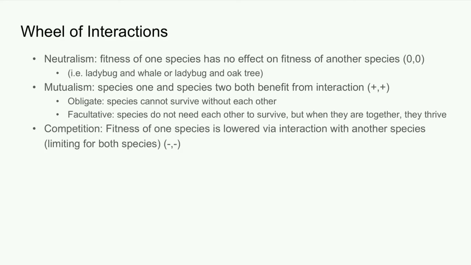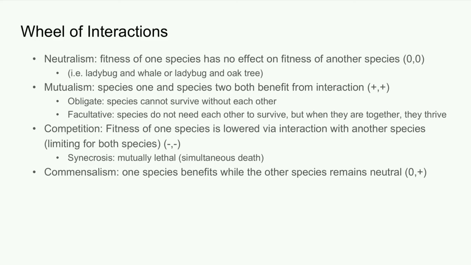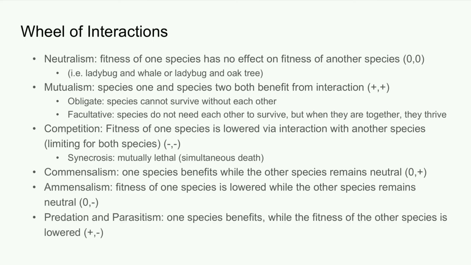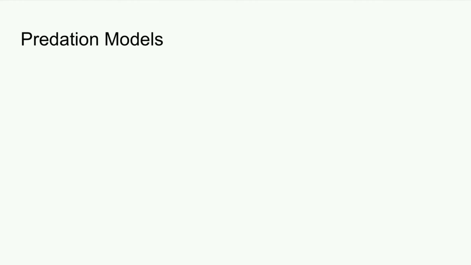Competition describes a relationship between species in which the fitness of one is lowered via the interaction with the other. Synechthry is a rare form of symbiosis in which the interaction between two species is mutually lethal. Commensalism is when one species benefits from interacting with another species that remains neutral. Conversely, amensalism is when the fitness of one species is lowered by interacting with another species that remains neutral. Predation and parasitism is when one species benefits via interacting with the other and the other species is harmed.